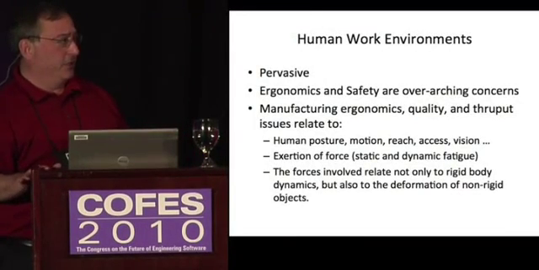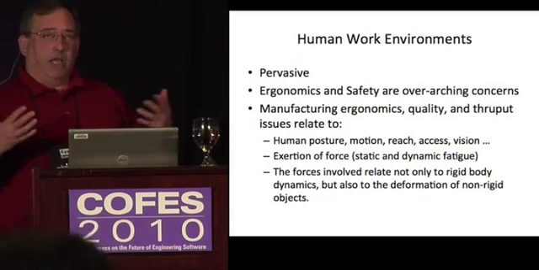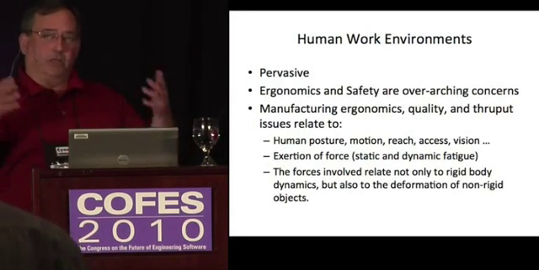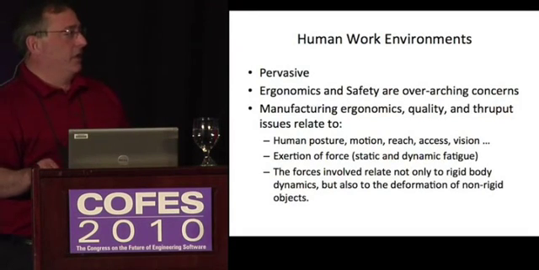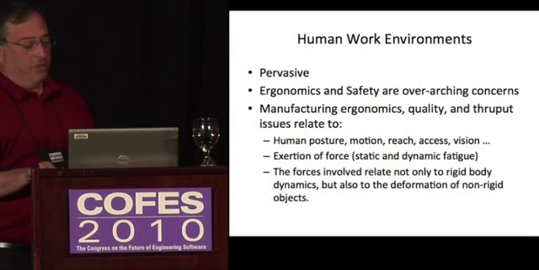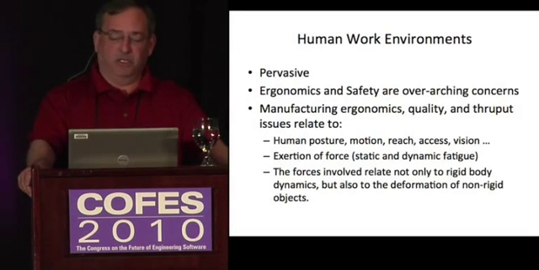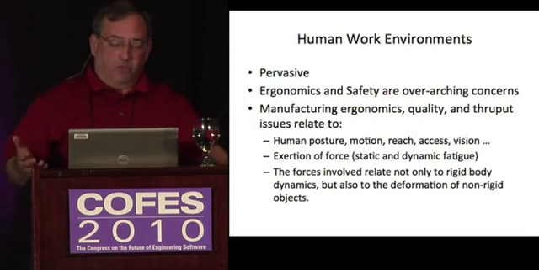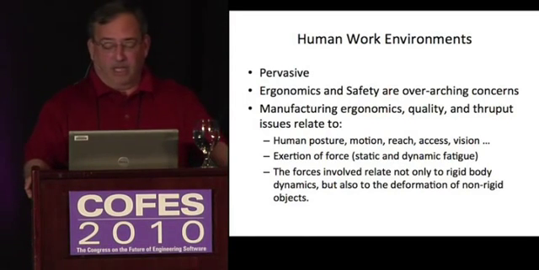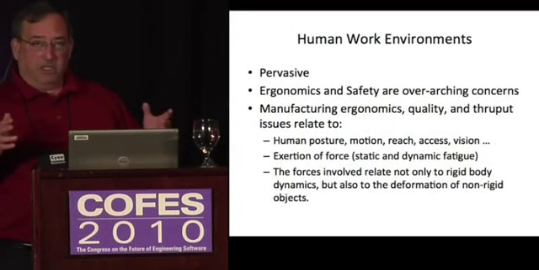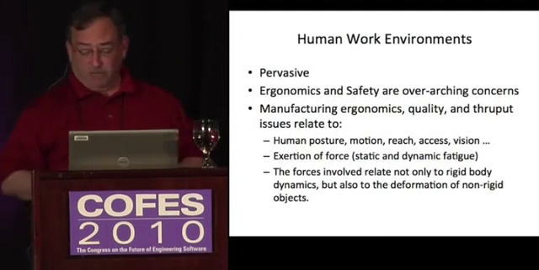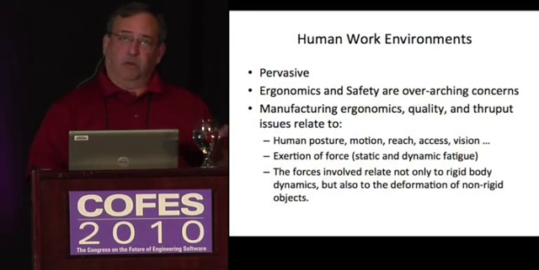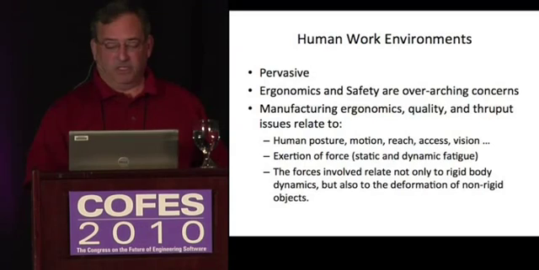And manufacturing ergonomics, quality, and throughput issues, and this is based on my experience in looking at GM data regarding issues that are discovered, relate primarily to things having to do with human posture, motion, reach, access, vision, with the exertion of force, both static and dynamic. And the forces that are involved here relate not only to rigid body dynamics, picking up a load, but also to the assembly process itself, which involves deformation of non-rigid objects. So these are sort of the themes around some of the R&D challenges that I'll be discussing here in the talk.